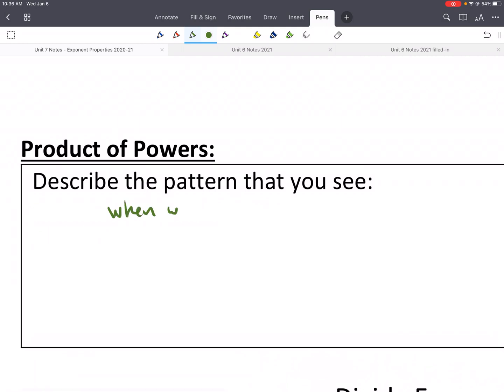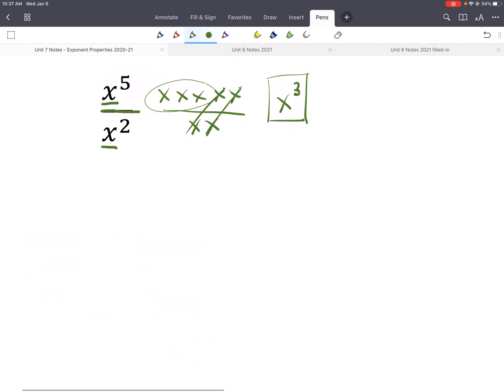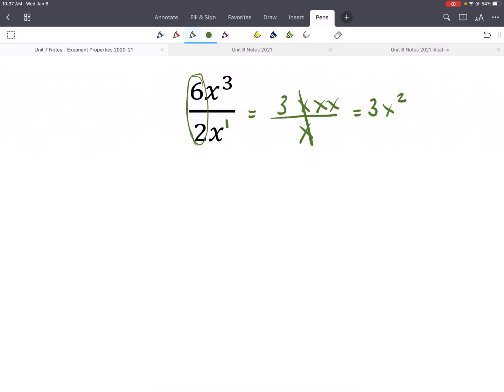When we divide like bases, they have to be the same, like x and x or y and y, we subtract their exponents. Okay? And just realize that when we do this, we always do the top minus the bottom. So 5 minus 2 is 3. 3 minus 1 is 2.